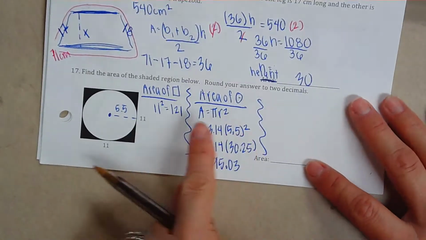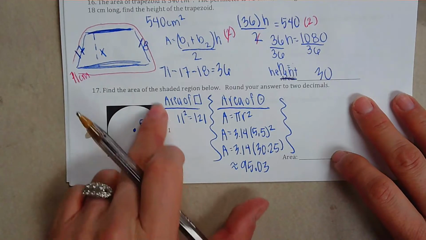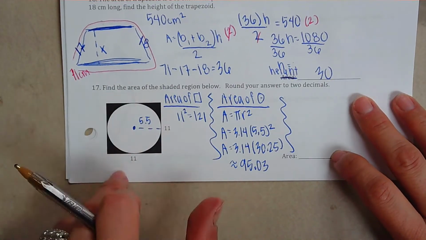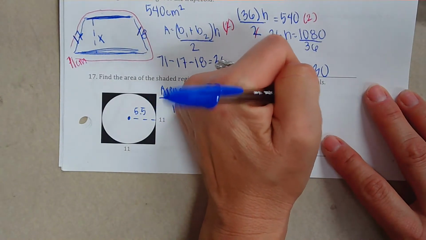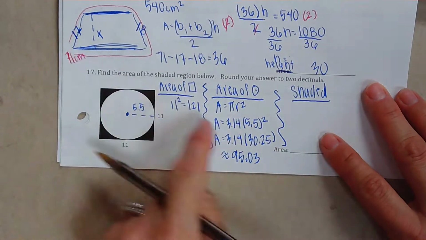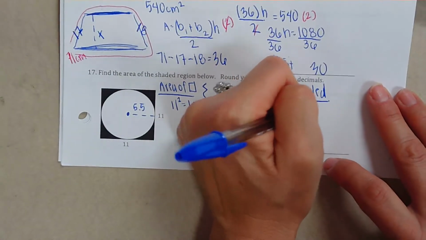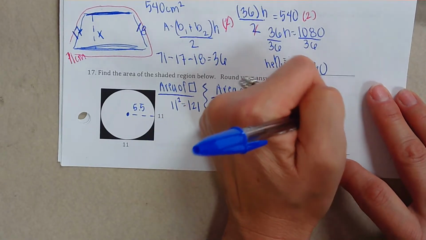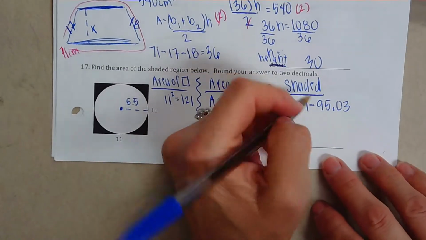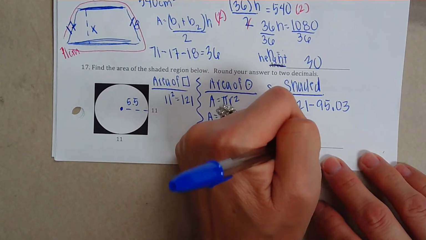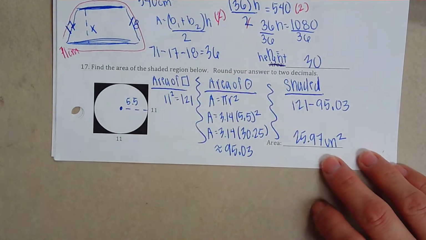To find the area of the shaded, you're going to take the area of your square, and subtract. So shaded is going to be 121 minus 95.03, and that will be 25.97 units squared.